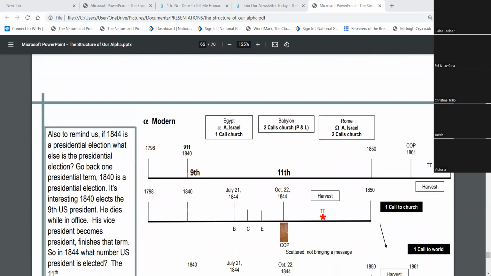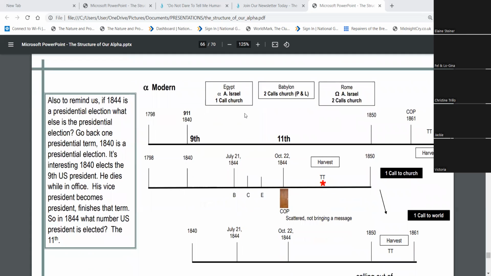Also to remind us, if 1844 is a presidential election, what else is a presidential election? Go back one presidential term, 1840 is a presidential election. It's interesting, 1840 elects the 9th US president. He dies while in office. His vice president becomes president and finishes that term. So in 1844, what number US president is elected? That's the 11th.